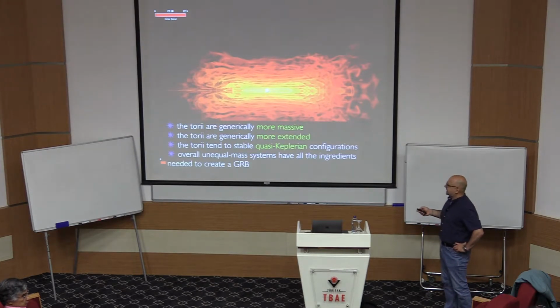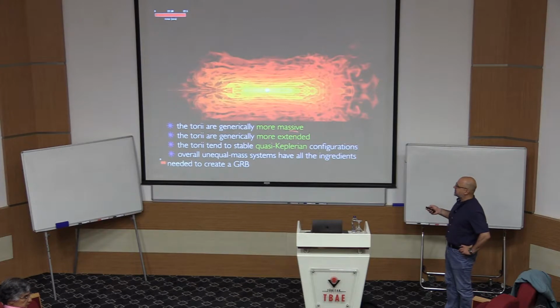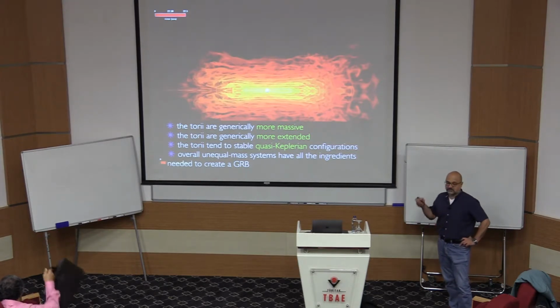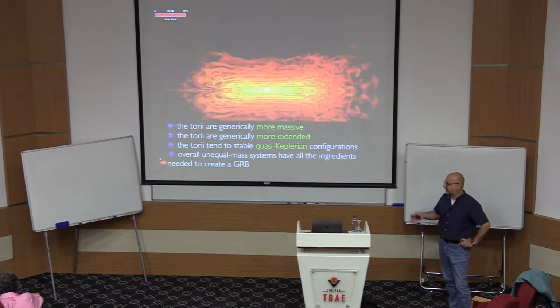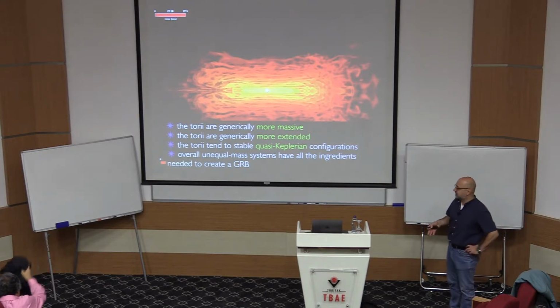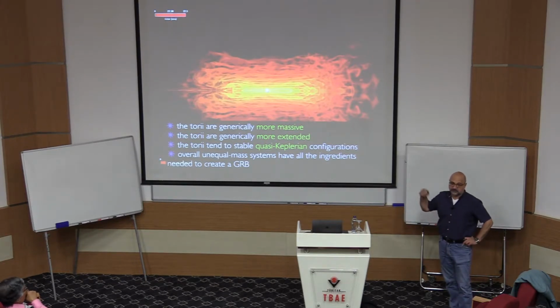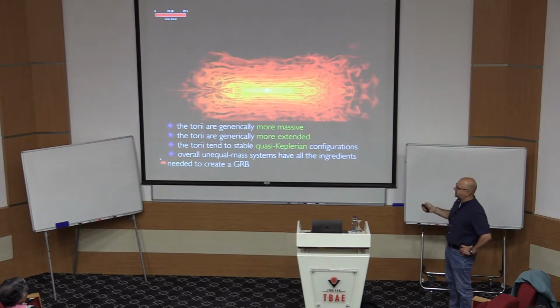Now, what you can learn is that in general the tori are more massive in this case, they are more extended, and they are having a quasi-Keplerian rotation. This means that these configurations are stable for long periods of time. I mean, long means seconds or hundreds of seconds. And this is important to have a lot of matter in the torus, because the torus is where you have binding energy. So you can use this binding energy later on to fuel maybe a short gamma ray burst.